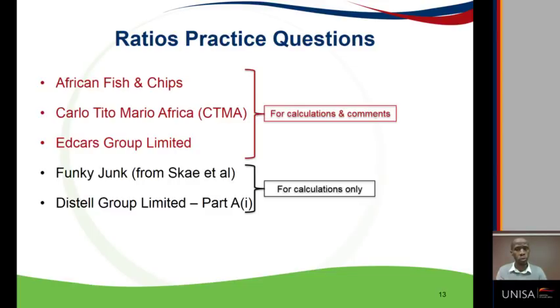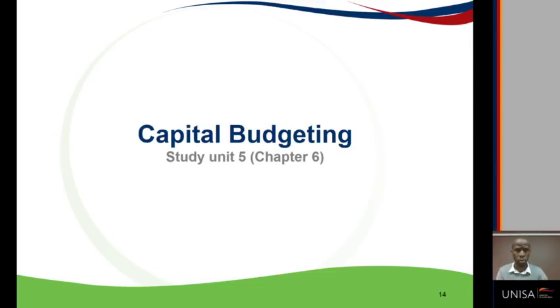Some of the practice questions that I would recommend for this topic would be African Fish and Chips, CTMA, and Edgar's. I think the first three are good for both the calculations and the comments. For the last two, let's rather focus on the calculations. The reason I'm highlighting these questions is that they cover all the ratios. You don't want to focus on questions that deal with just 5 or 10 ratios, because you never know which ones are going to come up.